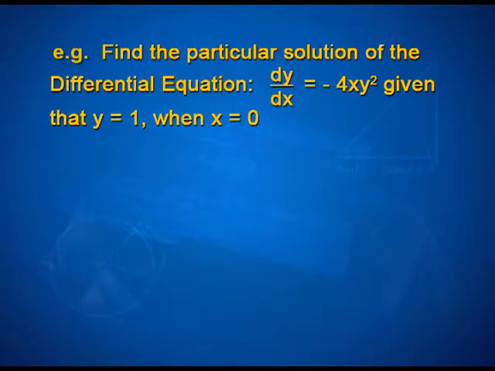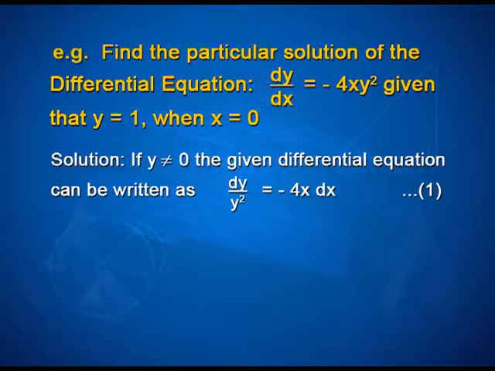Now, let us solve an example. Find the particular solution of the differential equation dy upon dx is equal to minus 4 x y square, given that y is equal to 1 when x is equal to 0. For the solution, if y is not equal to 0, the given differential equation can be written as dy upon y square is equal to minus 4 x dx. Take this as equation number 1.